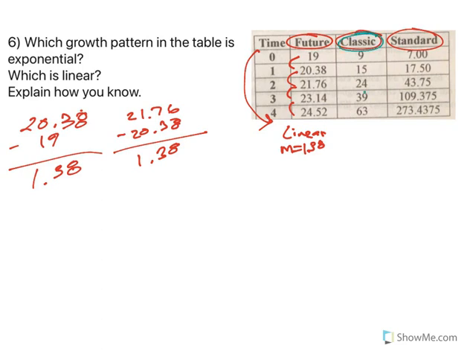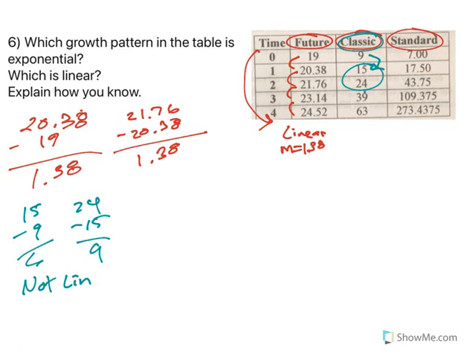Let's look at the next one, classic. 9 to 15. Well, 15 minus 9 is 6. Then we go to the next one. 24 minus 15 is 9. Okay, it is not linear. So then we check exponential. Do you remember how to check for exponential? We divide. So I'm going to start by taking 15 divided by 9. And when I take that, I get 1.67. Perfect. Then we go to the next one. 24 divided by 15. And when I put that in, I get 1.6.